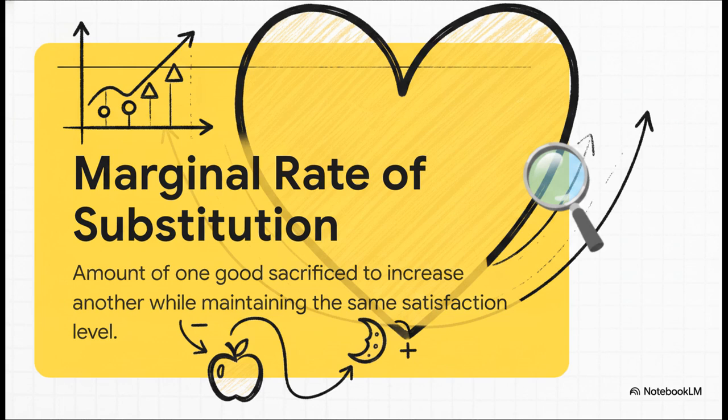For your exam, you absolutely have to lock down the definition of the marginal rate of substitution, or MRS. It is essentially the beating heart of this whole theory. Whenever a consumer wants more of good X, they have to sacrifice some of good Y to keep their overall satisfaction exactly the same. It's the pure mathematical representation of our everyday trade-offs.